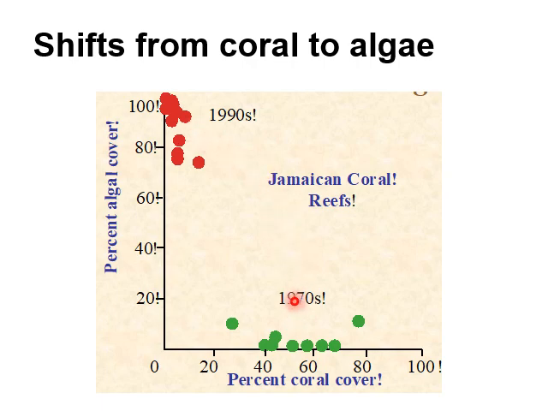This is what is known as a phase shift, where we go from one phase, being coral-dominated, to another phase, being algae-dominated.